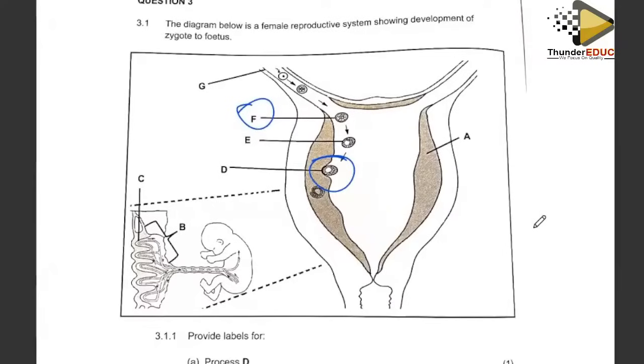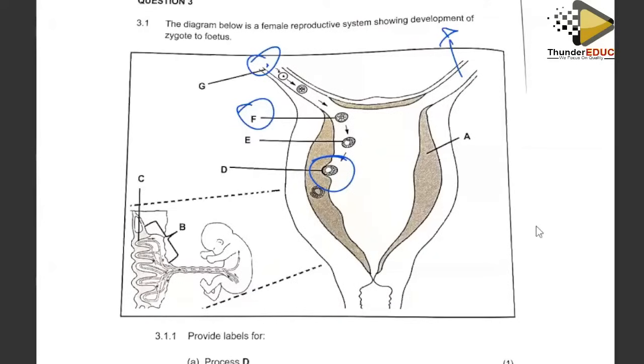Where's G now? Oh, G is the fallopian tube. They are looking for this fallopian tube. So basically, it facilitates the movement of the sperms, so that fertilization can take place. Number two is a site for fertilization. We know that one.